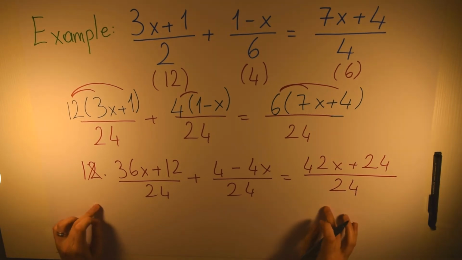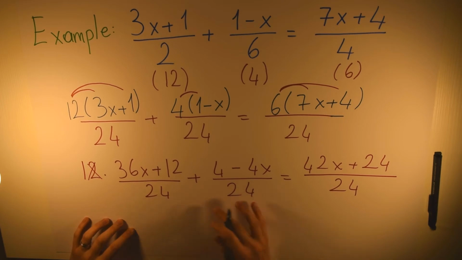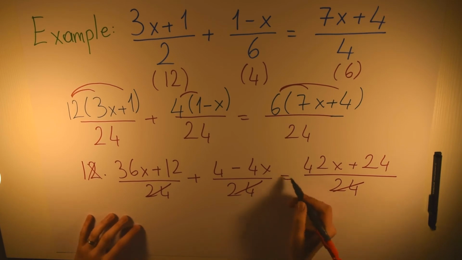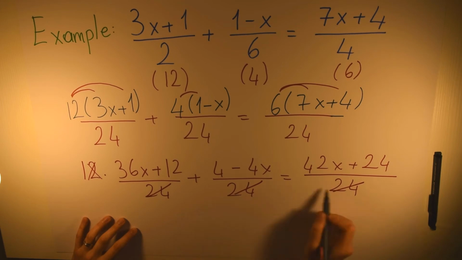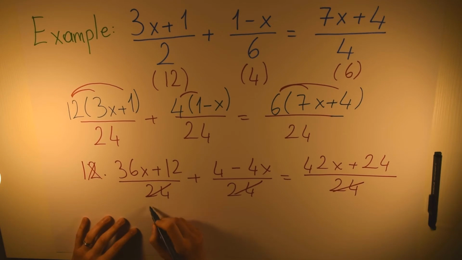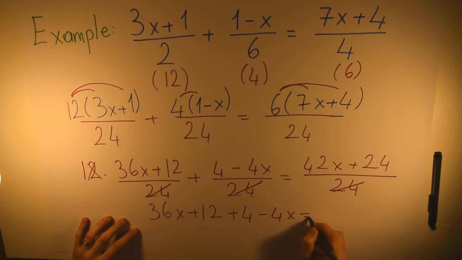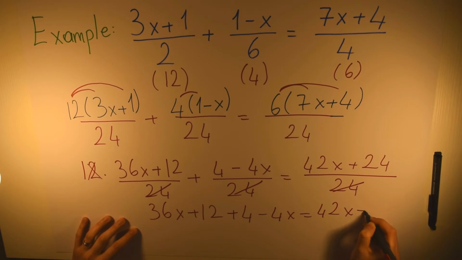So at this point we can eliminate the denominator directly. We can eliminate these. Why? Because they are the same. When you do cross multiplication or the other operations, you will see that you can cancel this denominator. So here we cancel this, and then from here we get 36x plus 12 plus 4 minus 4x is equal to 42x plus 24.